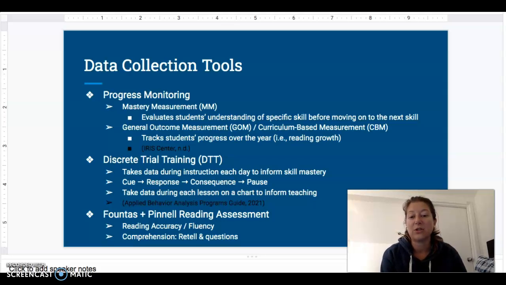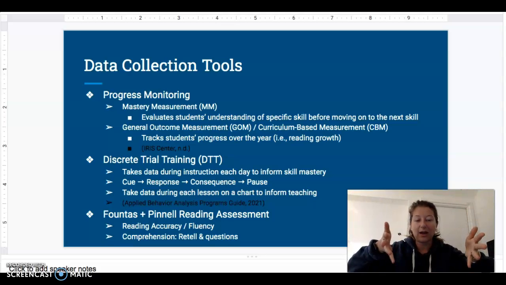So two types of data collection tools specifically when I'm progress monitoring my students throughout the year that I use is one, discrete trial training and two, Fountas and Pinnell reading assessments. So I use discrete trial training. I really use that mostly with my students who are more nonverbal. So I take data during instruction every single day to inform of the skills mastered throughout instruction with my students. And it's very simple. You give a cue, response, consequence, and then pause. And then through this, I'll take the data.